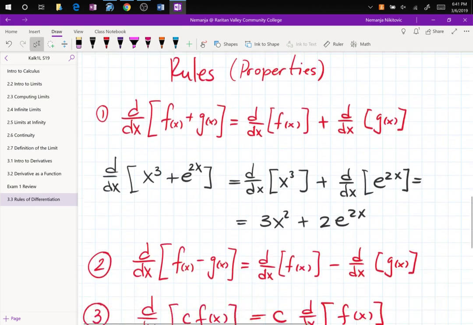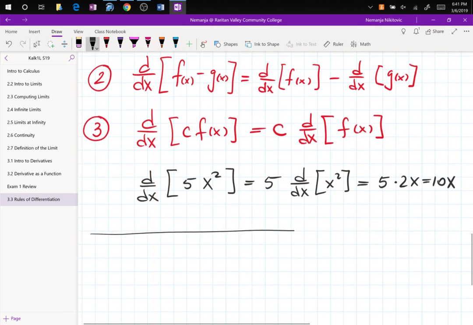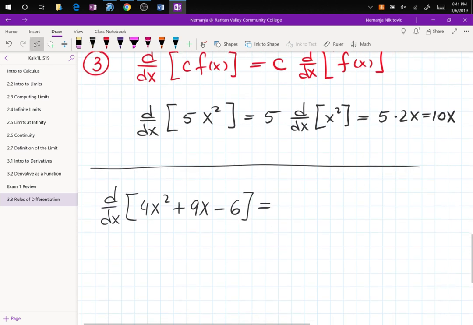So now, are you ready to solve a problem that says derivative of 4x squared plus 9x minus 6? And the answer is hopefully yes, you're ready. You know that you can ignore the 4 and just focus on differentiating x squared. What's the derivative of x squared? 2x. And then times 4, 8x. Plus the derivative of 9x is 9, and the derivative of negative 6 is 0. Great.